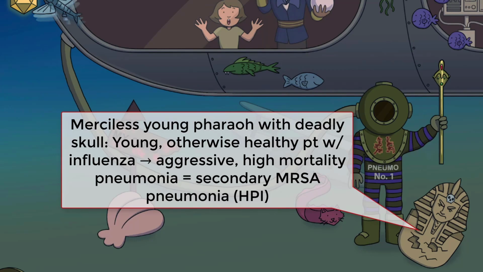Community-acquired staph pneumonia of all types are seen in older adults. MRSA pneumonia, however, also presents in young, normally healthy patients infected with influenza. The clinical course is extremely severe and the mortality rate is high.